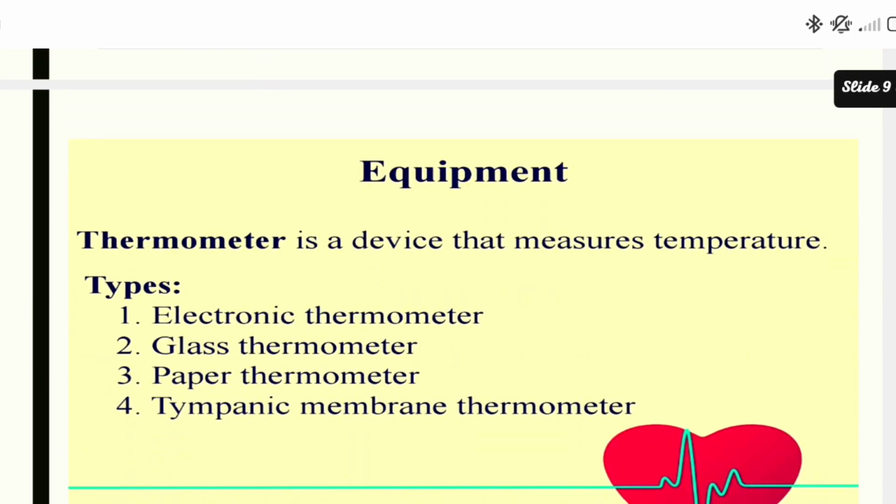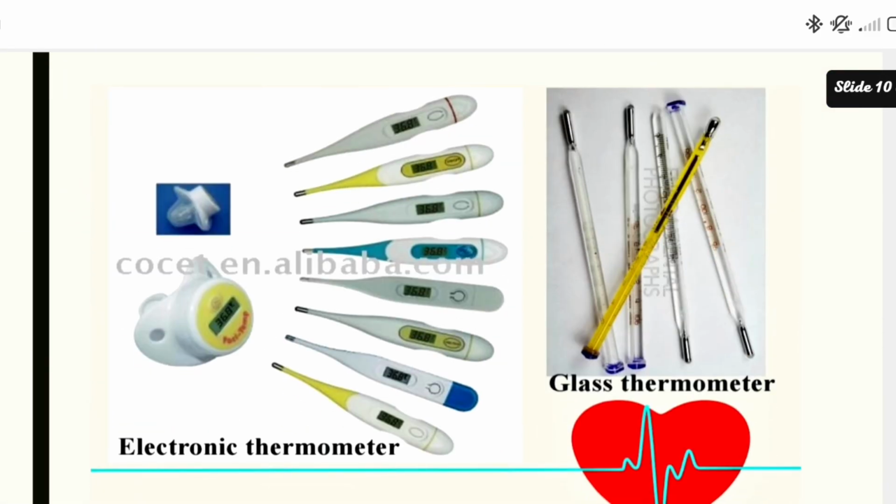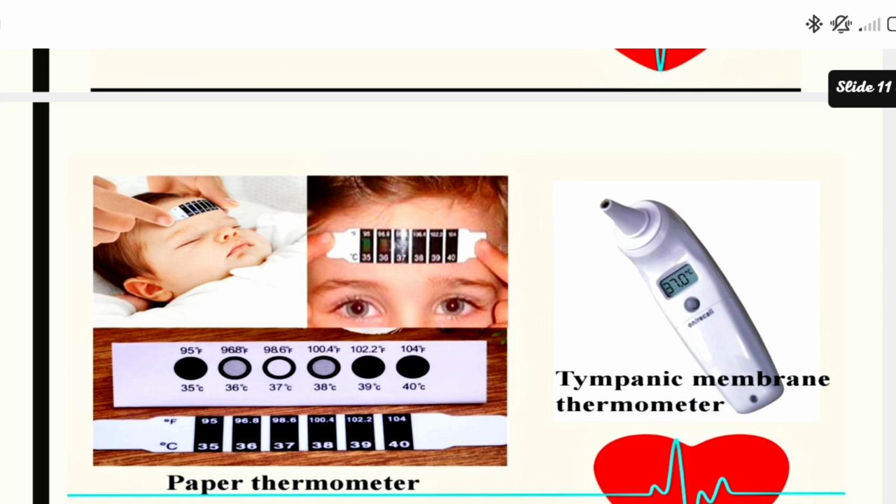And then we study equipment, like the thermometer, a device that measures temperature, right? So there are basically four types: electronic thermometer, glass thermometer, paper thermometer, and tympanic membrane thermometer, right? So let's see the images, okay. The electronic thermometer looks like that; glass thermometer; and the paper thermometer is put on the forehead, and on the basis of color we decide the temperature of the body, okay. And then the tympanic membrane thermometer, okay.